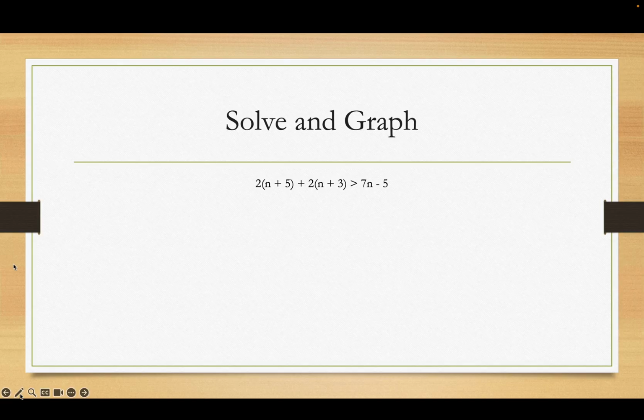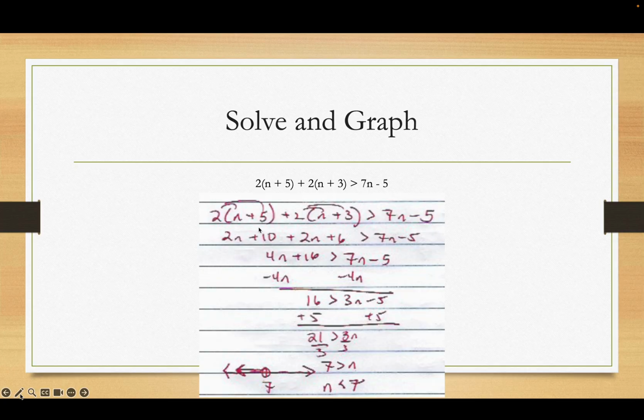All right, now distributing the 2 and then the other 2. 2 times n plus 5 plus 2 times n plus 3 is less than 7n minus 5. 2n plus 10 plus 2n plus 6 is greater than, I said less than before, greater than 7n minus 5. 4n plus 16 is greater than 7n minus 5. Remember, this is an opposite side, opposite operation situation, so we always start with the small number of n's. So I subtract 4n from both sides, and that gives me 16 is greater than 3n minus 5.